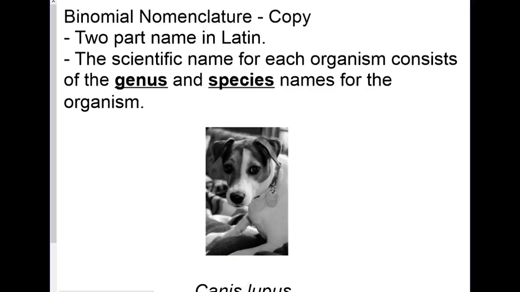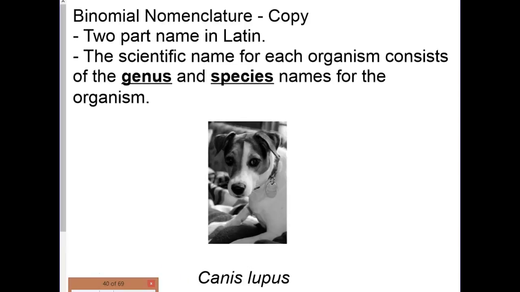So, taxonomy uses a system of naming that we refer to as binomial nomenclature. Why do you think Latin is used to name organisms? It sounds cool. No, but it's not really a language that we use a lot in this age.